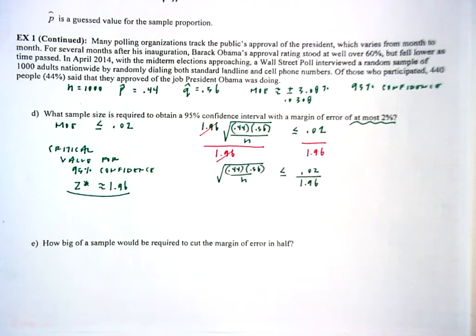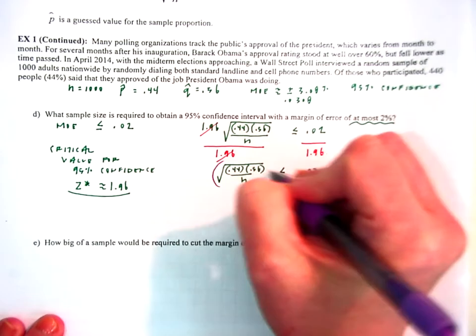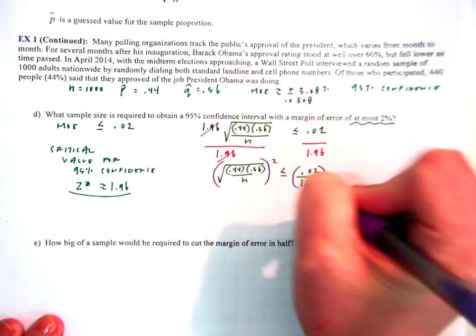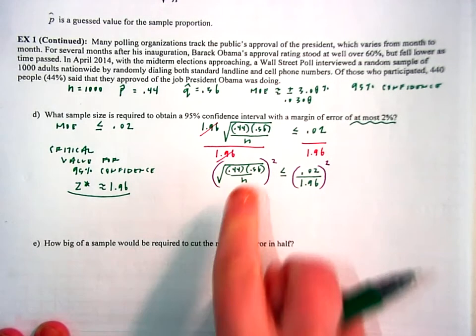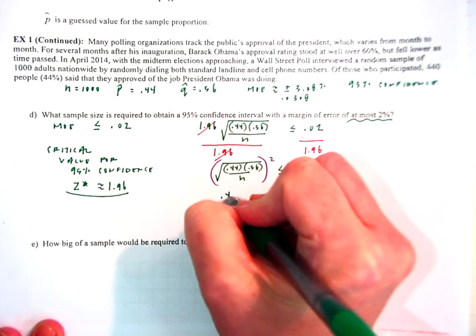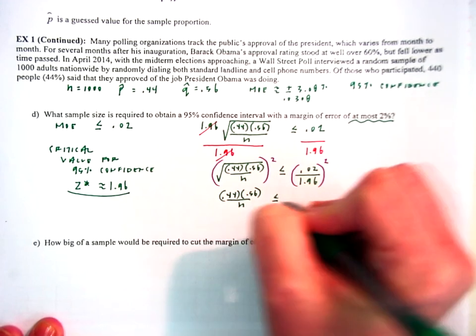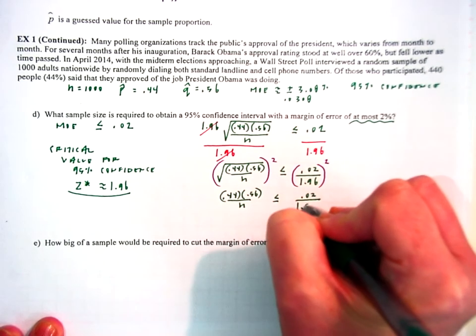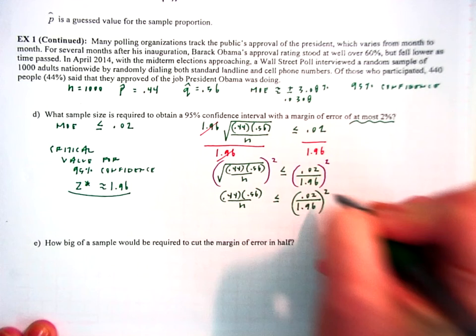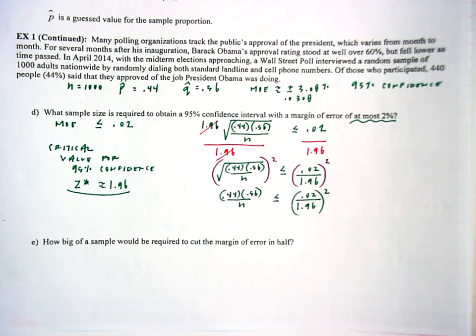What I don't want to happen here is to build off of rounded answers, so I'm not going to round until the very end. Okay, so now that I'm here, I want to unlock my square root. I can unlock my square root by squaring each side. So now I'm going to square both sides of my equation, and my square root is gone. So now I have 0.44 times 0.56 over n is less than or equal to 0.02 over 1.96 as a quantity squared. Again, I'm not touching anything until the very end.